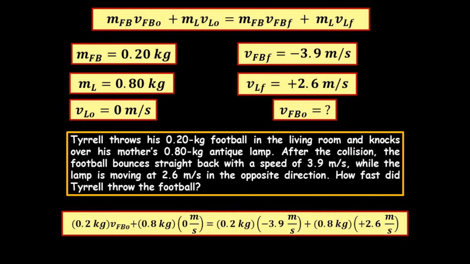Now we're ready to plug in the values, and you'll see those at the bottom of the slide. Notice that we are looking for the initial velocity of the football, that the initial velocity of the lamp is 0, so that will cancel, and then make sure that you multiply 0.2 times a negative 3.9. That's a separate product, that's a term, and then you're going to add that to 0.8 times positive 2.6. Make sure that you're careful to keep the signs organized.